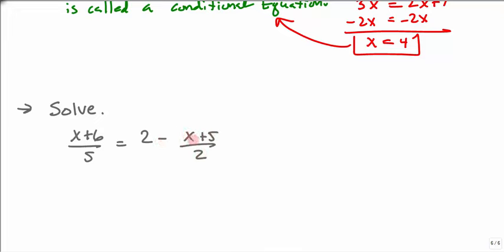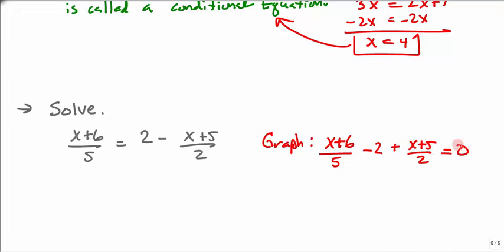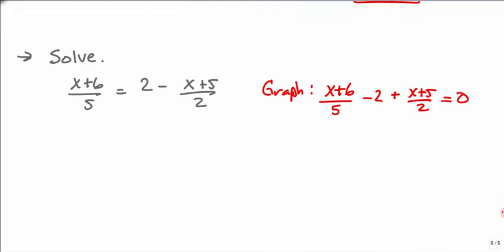Now this minus sign distributes to everything after it. Now if we were to graph this, we would have to make sure it's set equal to 0. So I'd have the x plus 6 over 5. I'd have to subtract the 2 across, and then I would have to add the x plus 5 over 2 and get this set equal to 0, and that's what I would graph.